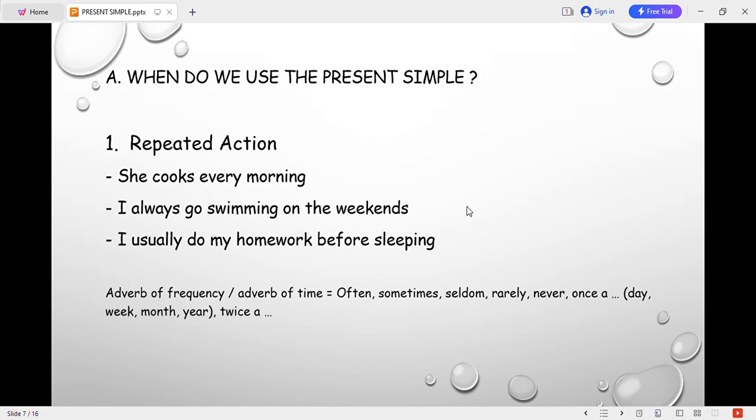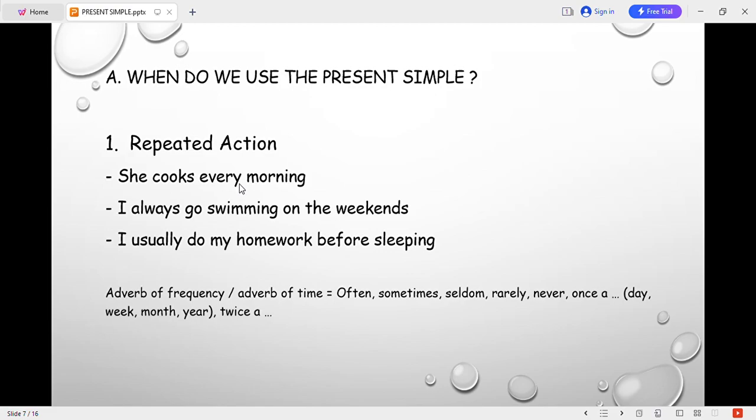And when do we use the present simple tense? For number one, for repeated action. So the action that is always done, repeated all the time, repetition. For example, she cooks every morning. So the activity that the subject she is doing is cooking every morning. The repeated action refers to the present simple.